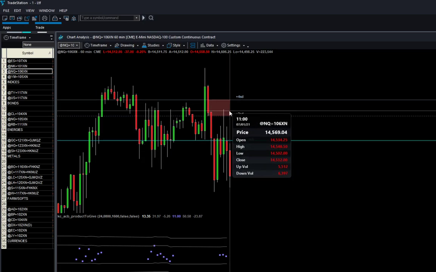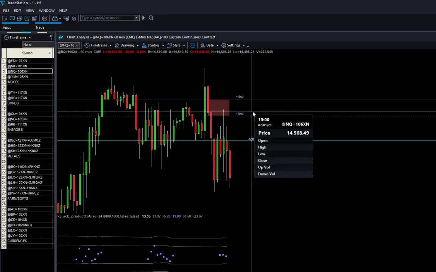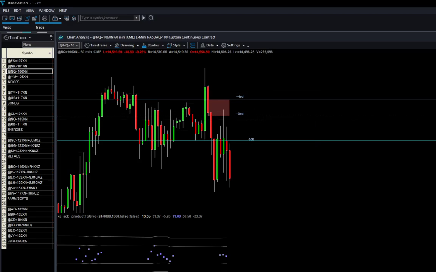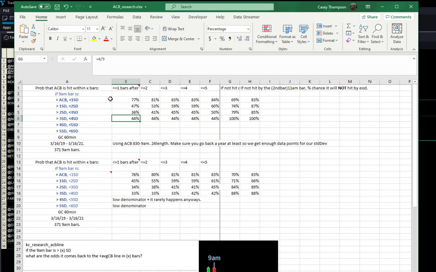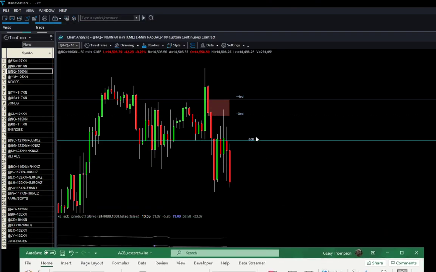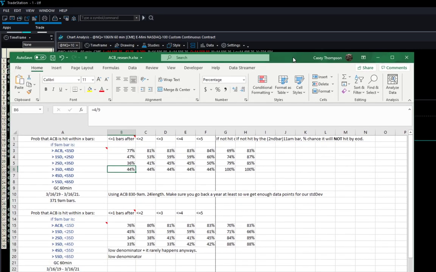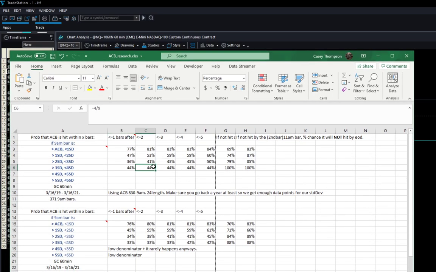So it goes into our supply zone. It goes greater than 3 standard deviations, but less than 4 standard deviations. And now we've got a 40% chance that it'll actually hit the average candle body. It'll come back and hit the average line, boom, right here. 44% of the time it'll actually hit in less than two candles, less than three, less than four, less than five, all 44% of the time.